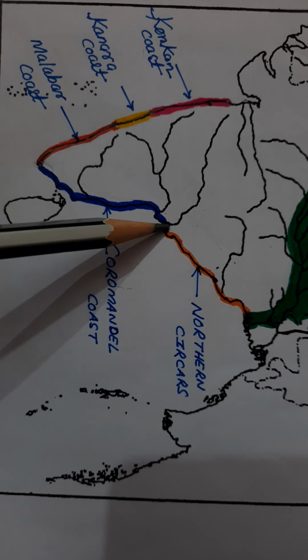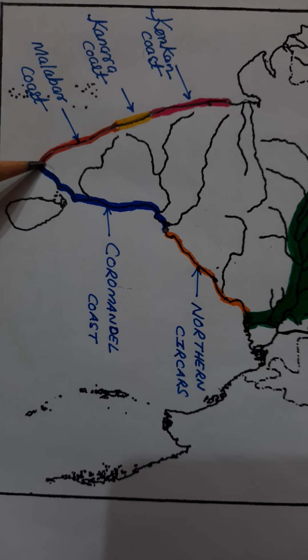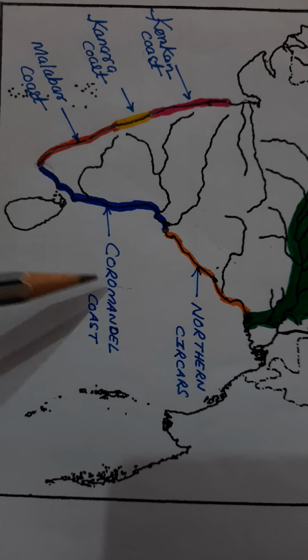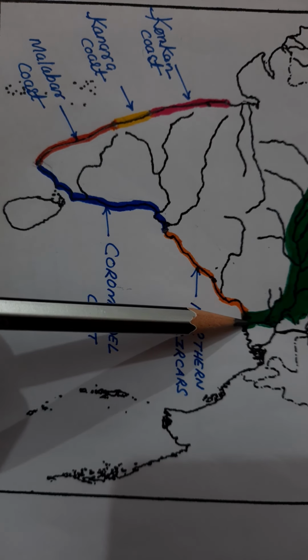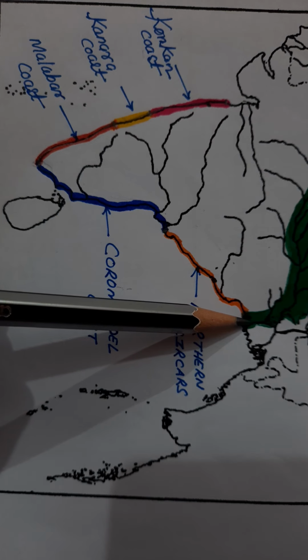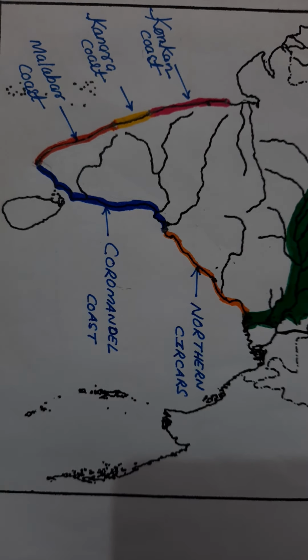So in this way, mark the point here in the Godavari Delta, the southern side up to Kanyakumari, the Coromandel coast, and from here up to West Bengal, this point, is called the Northern Circars. So this is all about the coastal plains, and as a whole what we call the Gangetic plains and the coastal plains of South India.